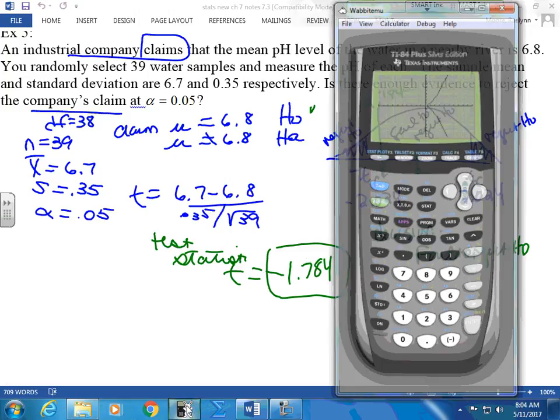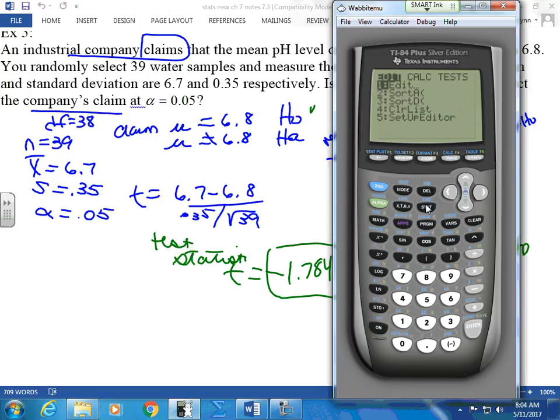Now, in your calc, let's look at your calc. Stat, test. We're not a Z, we're a T. T is asking for a sample standard deviation. Z is asking for a population standard deviation. My mean from my statement is 6.8. My sample mean is 6.7. My standard deviation, 0.35. My N, 39. And my tail is a 2-tailed. Did you check yours? Yeah, my standard deviation I put 6.7. Oh, okay.